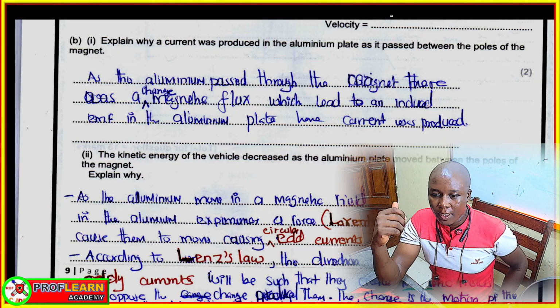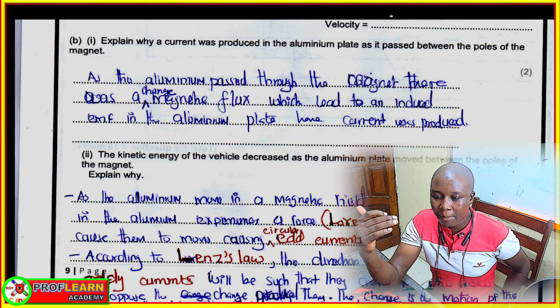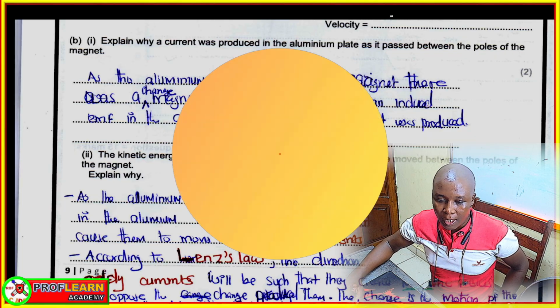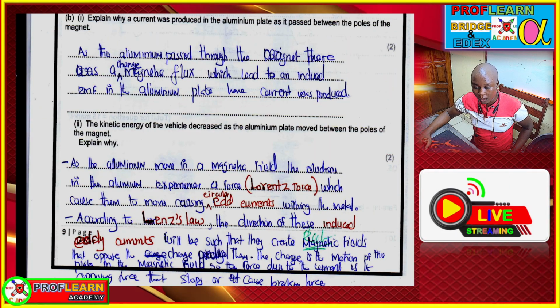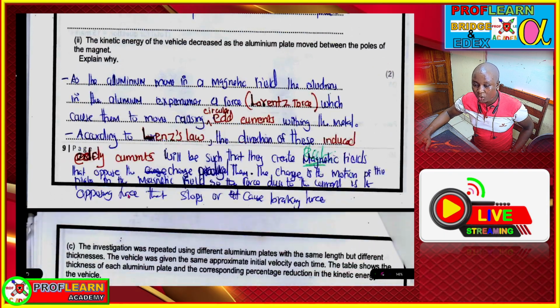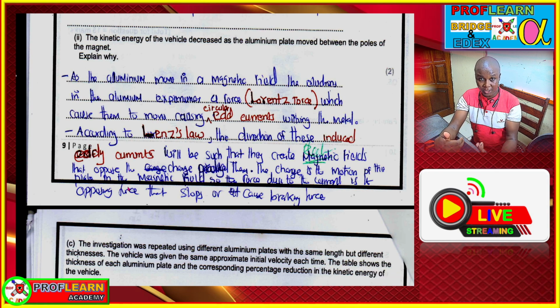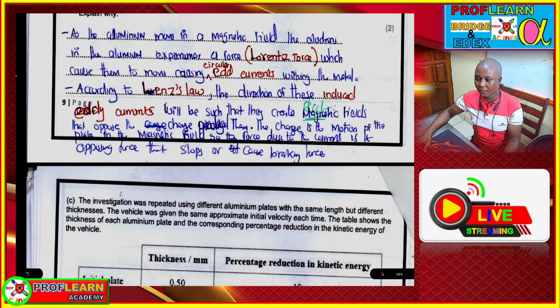Why? Remember, when the aluminum plate moved between the magnets, there will be an induced EMF in the aluminum coil. That induced EMF will be flowing in such a way that it's going to create a magnetic field which is going to oppose the change causing it, according to Lenz's law. So we are going to say aluminum moves through the magnetic field.